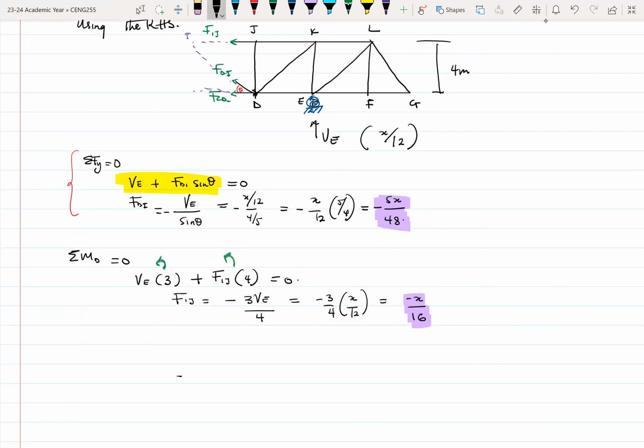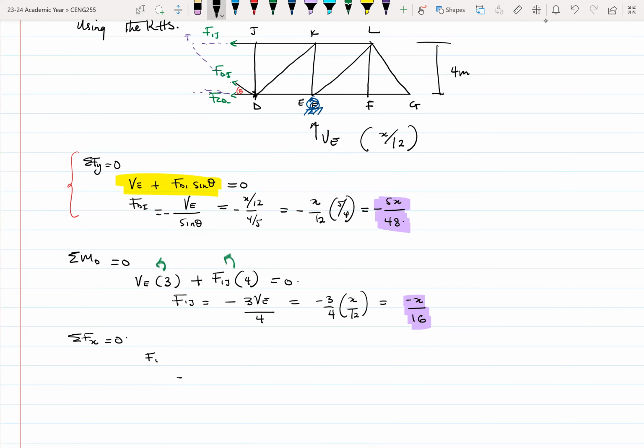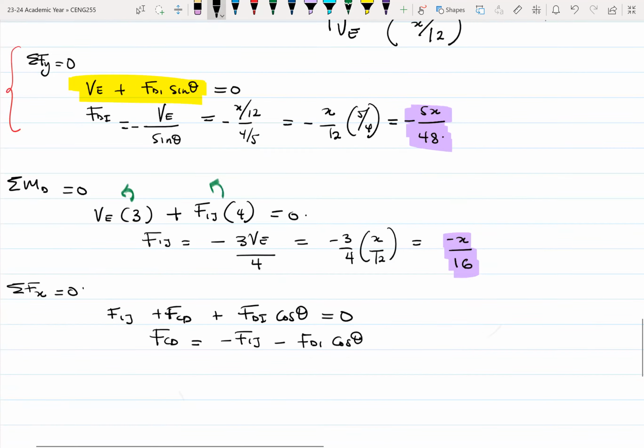So let's look at the easier one, which I think is the summation of horizontal forces equals 0. So FIJ is moving towards the left. That is fine. Plus FCD also moving towards the left. Plus the horizontal component of FDI also moving towards the left. So they are all in the same direction. So here, my FCD is equal to negative FIJ minus FDI cos theta.